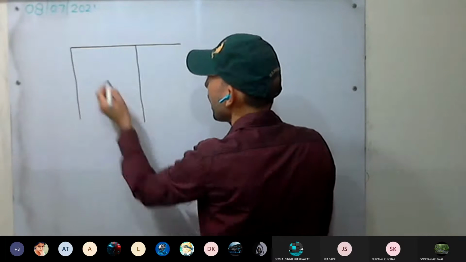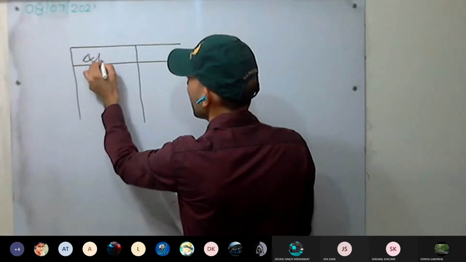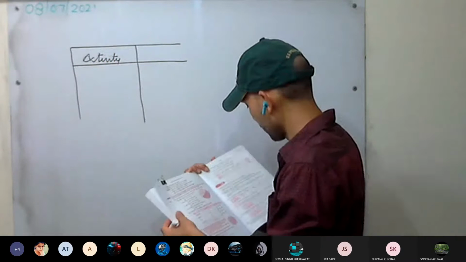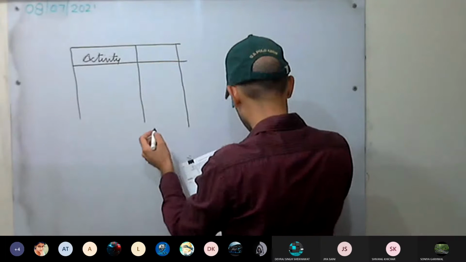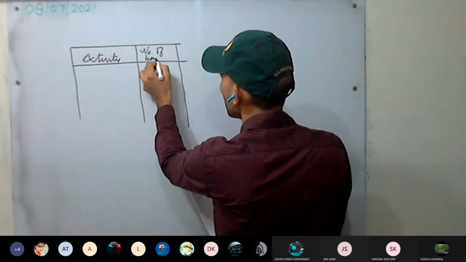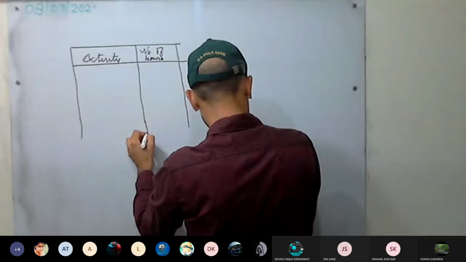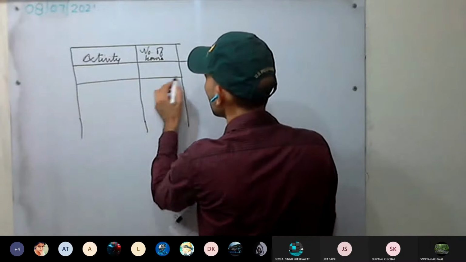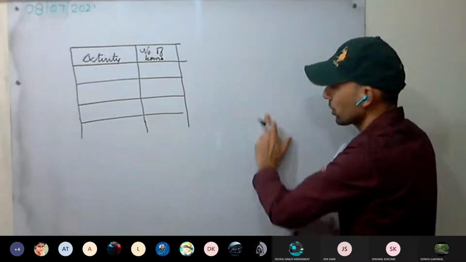So in the first column, I am taking the name of the activity. Here we have activity, and here we have number of hours for each activity. How many activities are there? 5 activities. So 1, 2, 3. Leave space on this side.